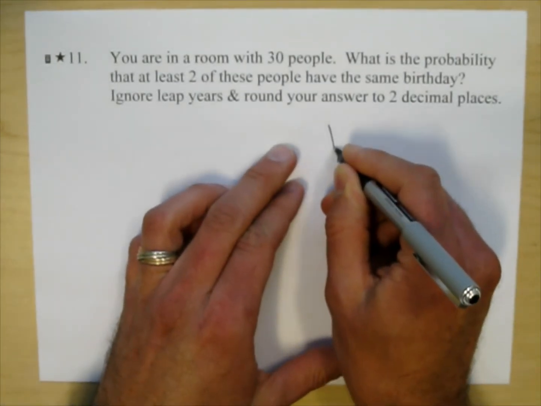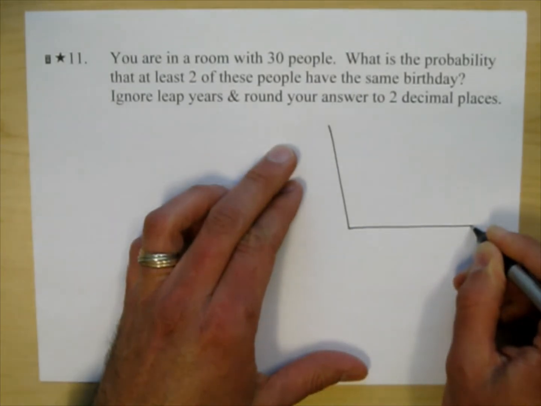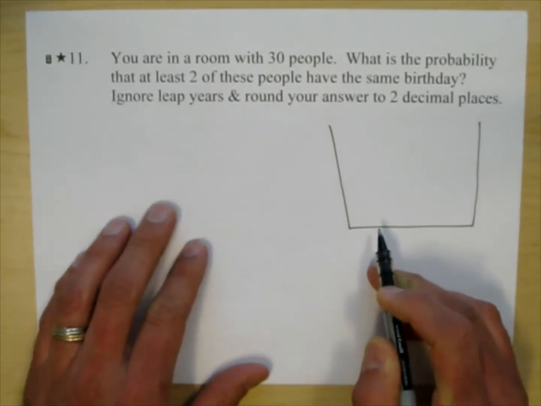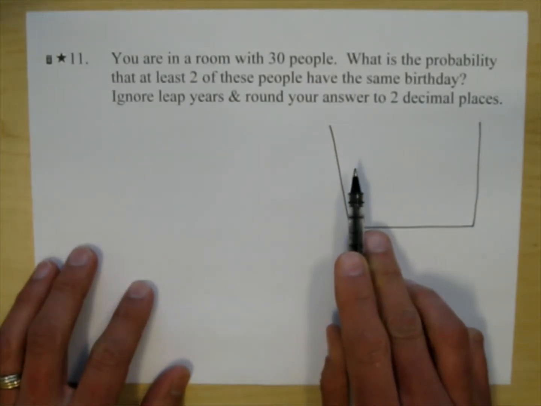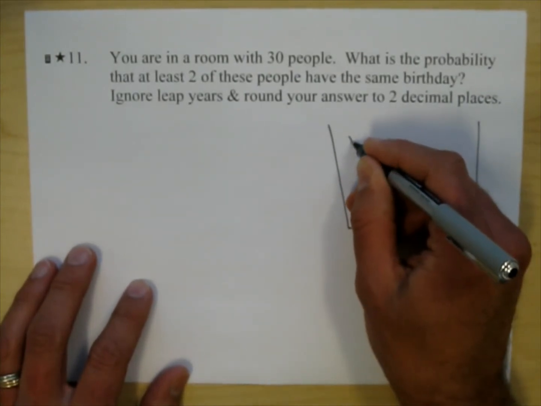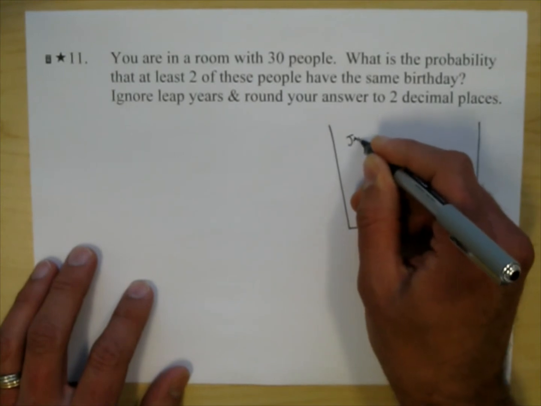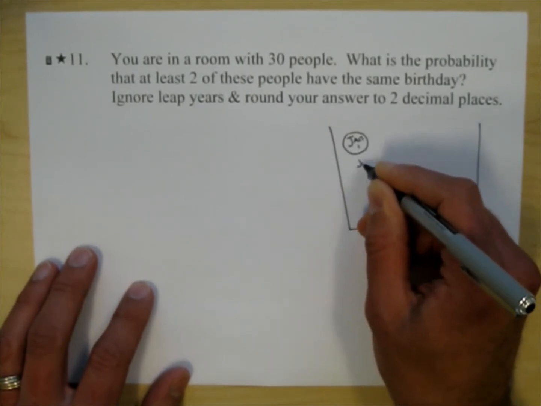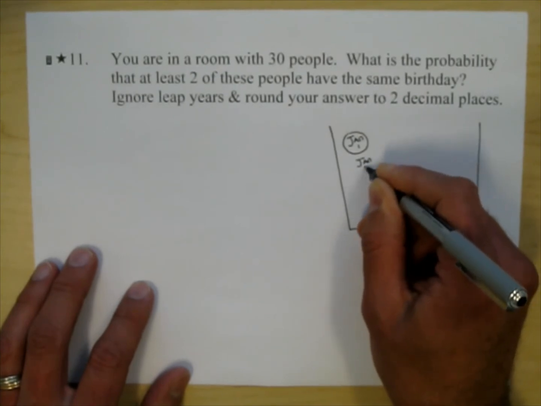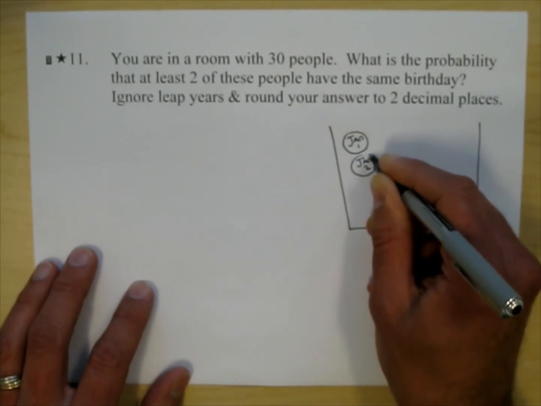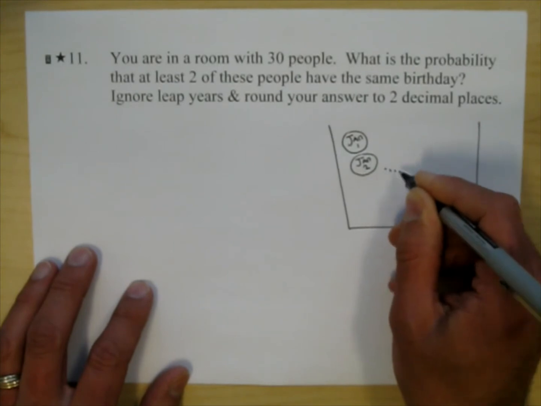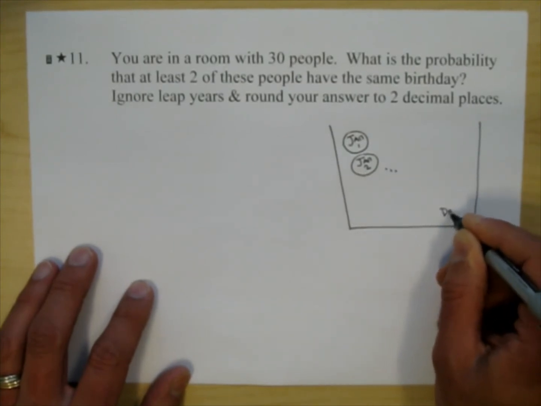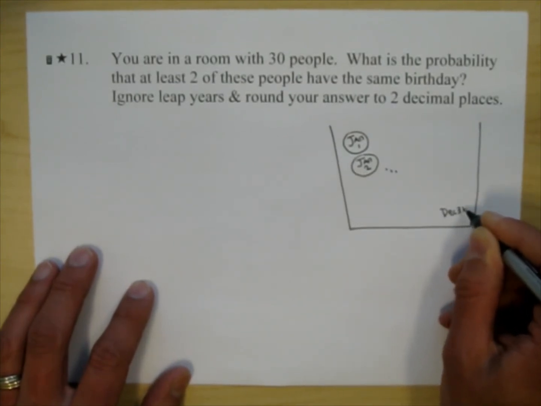I'm going to go ahead and draw a box. And in this box, I'm going to put 365 marbles. So the first marble being January 1st. The second marble being January 2nd. And I'm not going to draw all the marbles, but you know that the last marble will be December 31st.